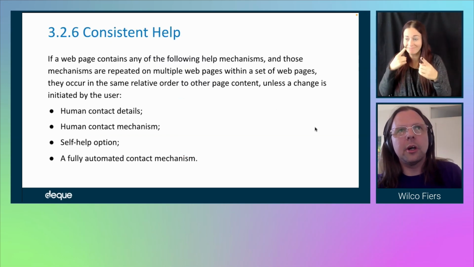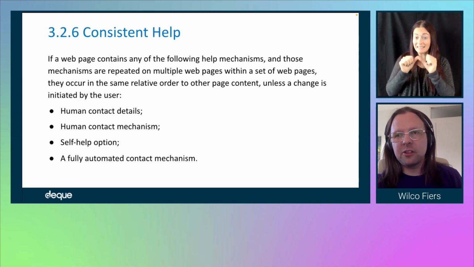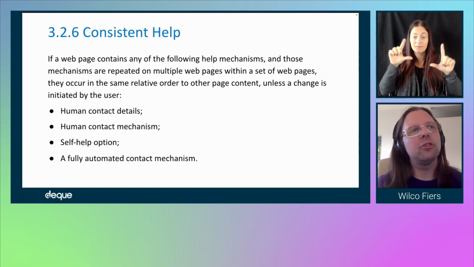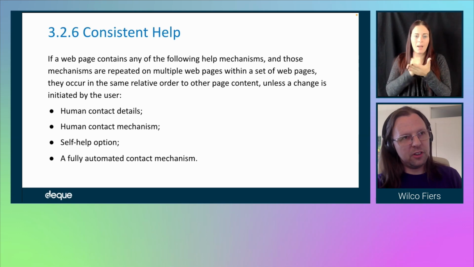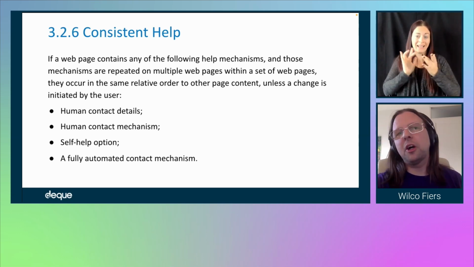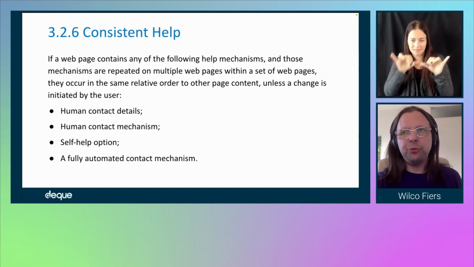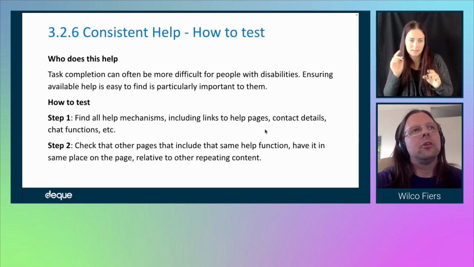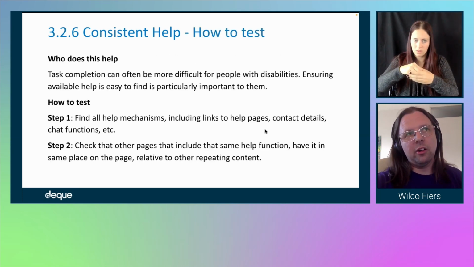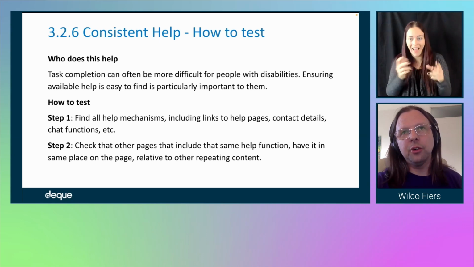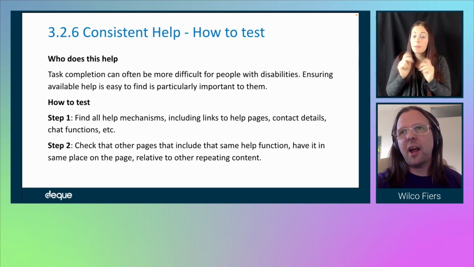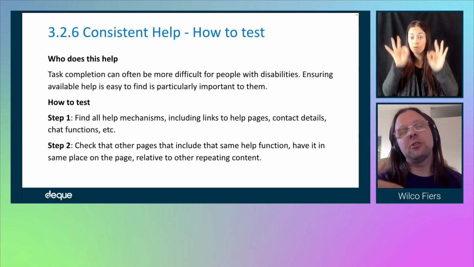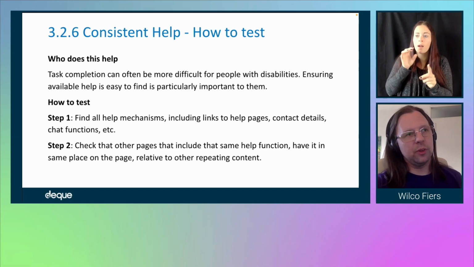Consistent help means that help mechanisms that are available on one page must be available in the same location on other pages. So this relates to contact details, to contact mechanisms, to self-help. This can be fully automatic help mechanisms or human help mechanisms, anything like that. And this helps a lot of people. The value of this is people with disabilities often will experience more difficulties filling out forms. So making sure that the help mechanisms that are available are easy to find is really useful.